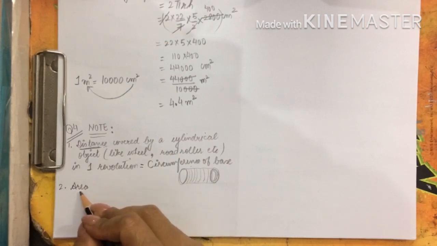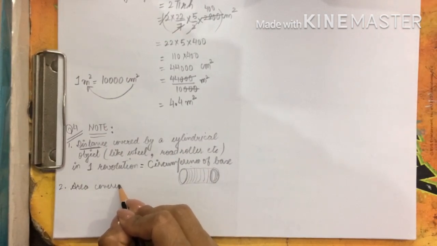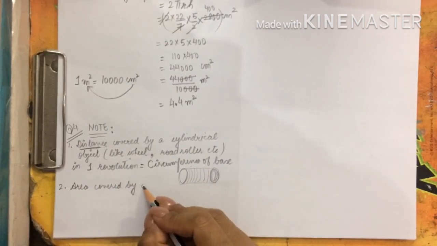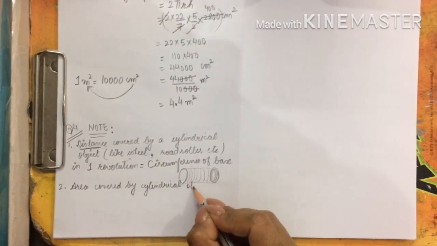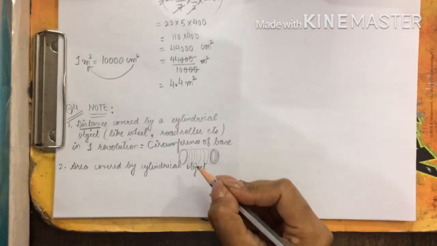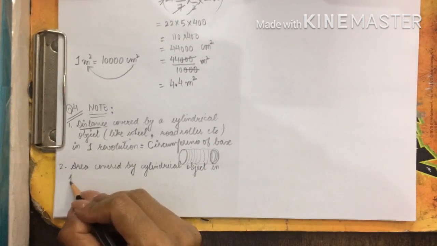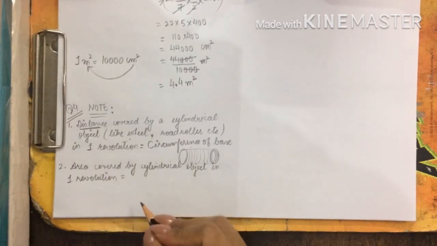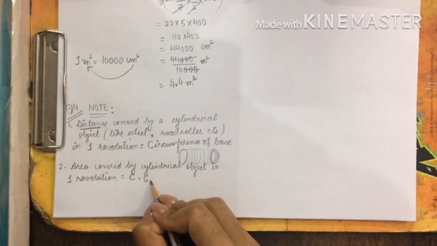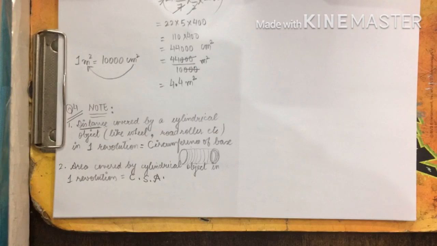And the second fact is, this distance is one dimensional, same as the circumference. If we find out the area covered by a cylindrical object in one revolution, this will be given by the curved surface area, because when a cylindrical object rolls, its curved surface comes in contact with the ground, and that is what actually levels the ground.